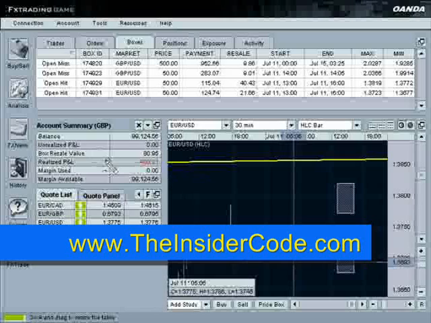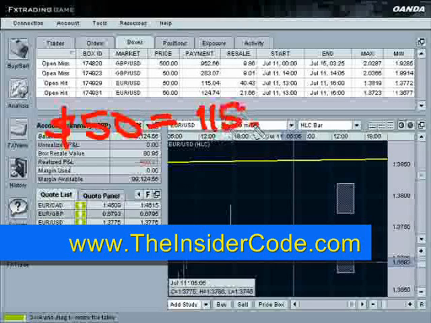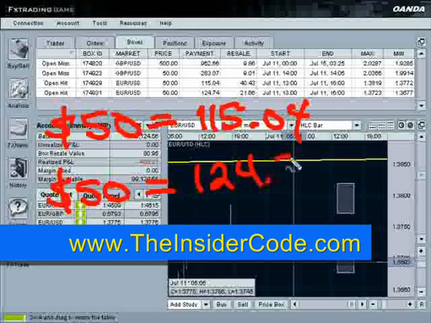So again, let's look at a couple of different scenarios. I don't think I got to this yet. $50 on the top is going to pay out $115.04. The $50 on the bottom is going to pay out $124.74. Okay, that's our payout.